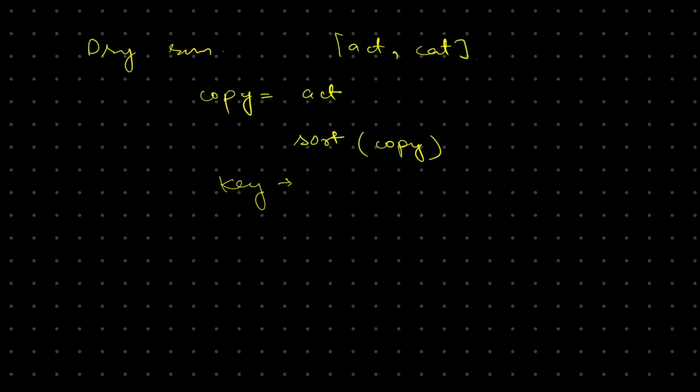Then what we're gonna do is key value. At the key, we're gonna push the copy because now it is sorted. In the value, we're gonna push the original, that is act. Okay, this is how we're gonna do it.